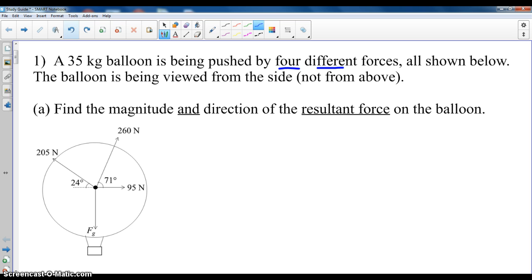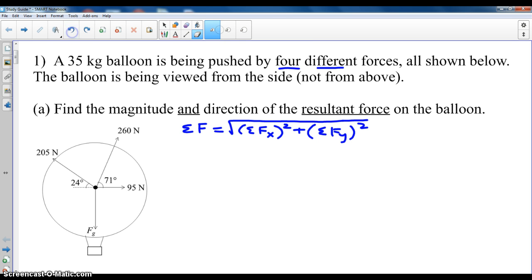Okay, we're viewing the balloon from the side, so we're not looking at east, west, north, south. We're looking at left, right, up, down. Okay, and we have to find the magnitude and direction of the resultant force on the balloon. The way that we find the resultant force when we have lots of forces being added is by finding the total x force, the total y force, and using the Pythagorean theorem, which I just wrote down. A squared plus b squared is c squared, right? That's what we're going to use.